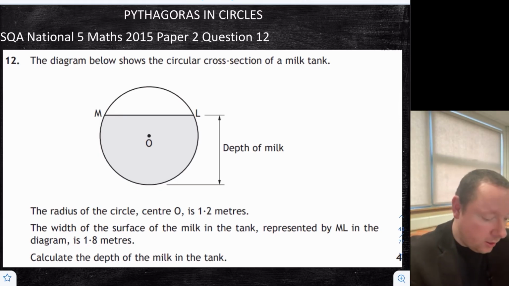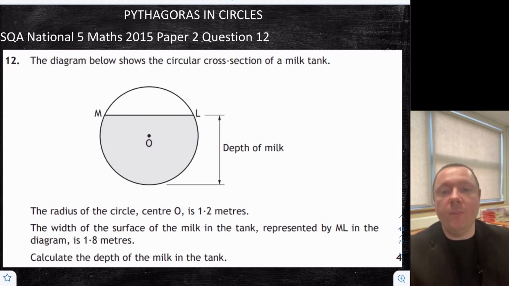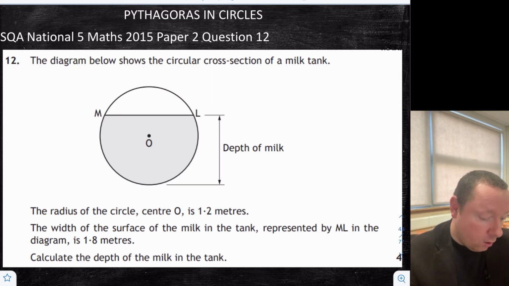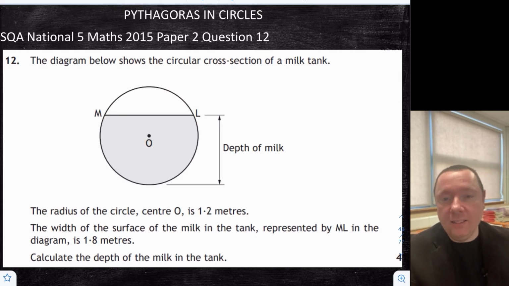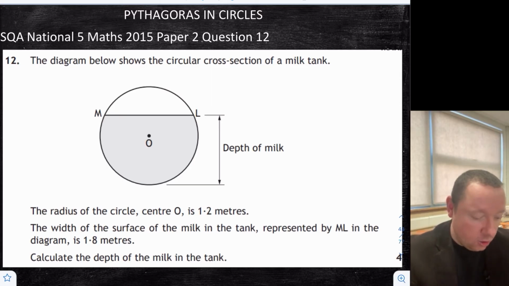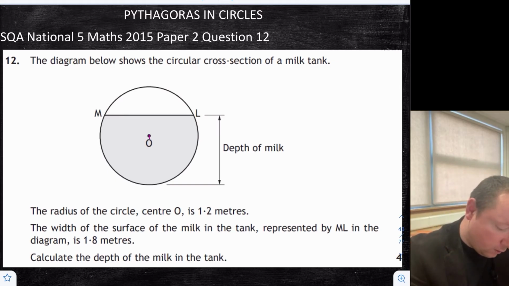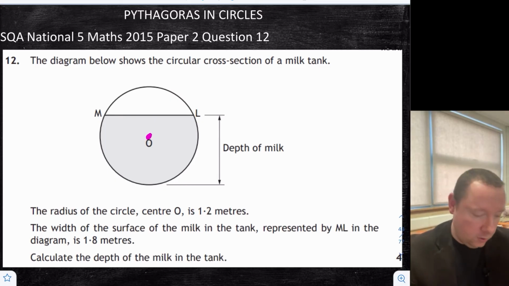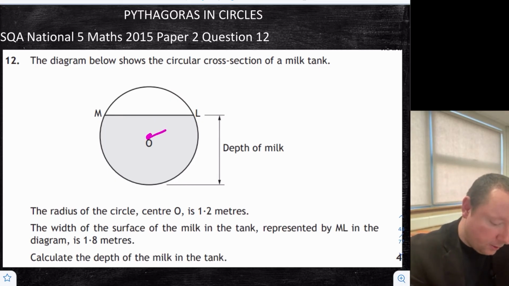Quite a standard question this, where it looks like a kind of circle with a bit chopped off, or sometimes you get a tunnel. And quite often, if you have to calculate a length inside a circle, this will be Pythagoras, and you have to make a right angle triangle somehow. So let's take some information we're given and put it on the diagram. The radius is 1.2. So from here to here is 1.2.